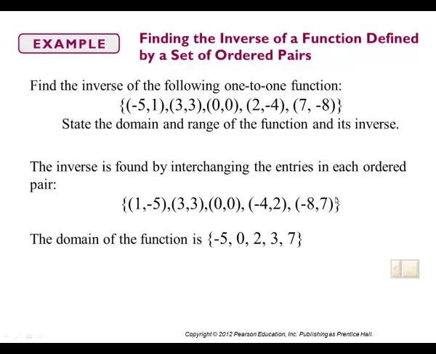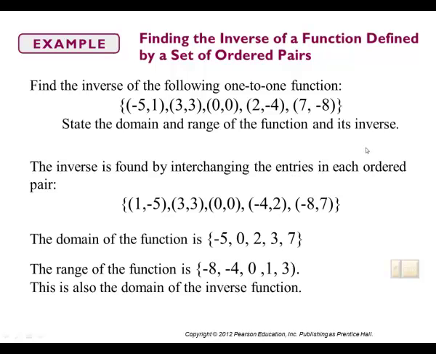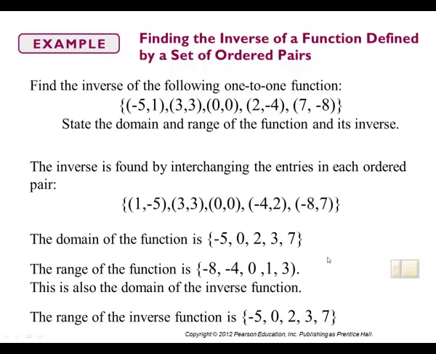Okay, and the range are going to be all the y coordinates: 1, 3, 0, -4, -8. So what was the domain for our function is now the range for our inverse, and what was the range for our function is now the domain for the inverse. Well, that makes sense because for the function, the x and y switch places. So of course the domain and range are going to switch places too between the function and its inverse.